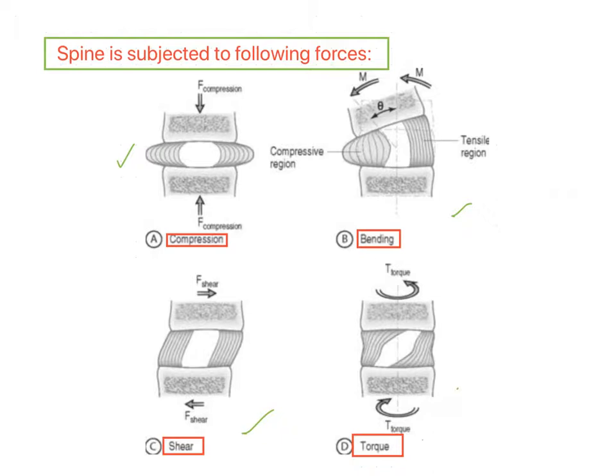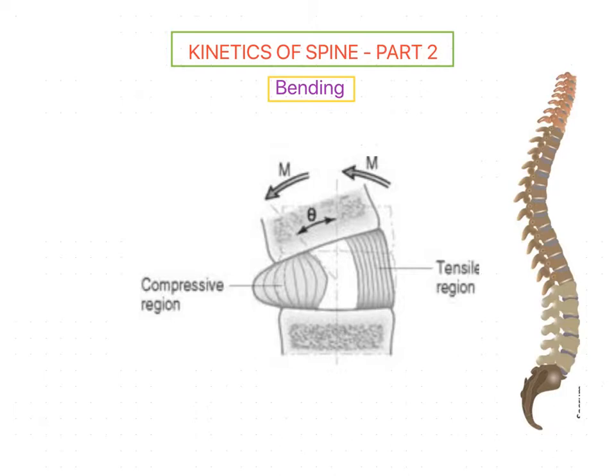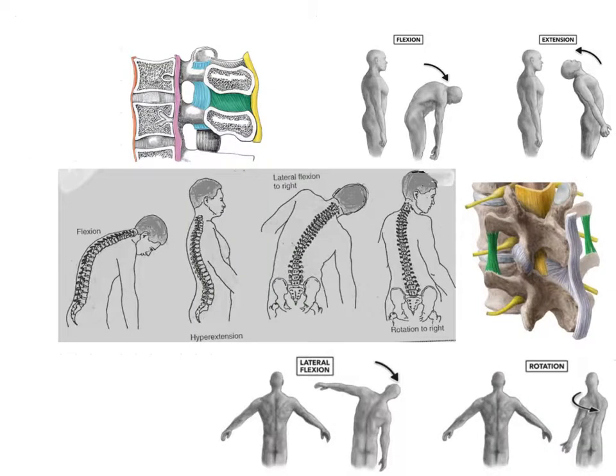Now in this session we are going to discuss bending, shear and torsional forces. Out of these, we are going to discuss bending first. Bending is a kind of force which acts on the vertebral column. In the vertebral column movements we discussed in kinematics, there is forward flexion. Here you can see this is the flexion. Here you can find flexion, extension and lateral flexion.